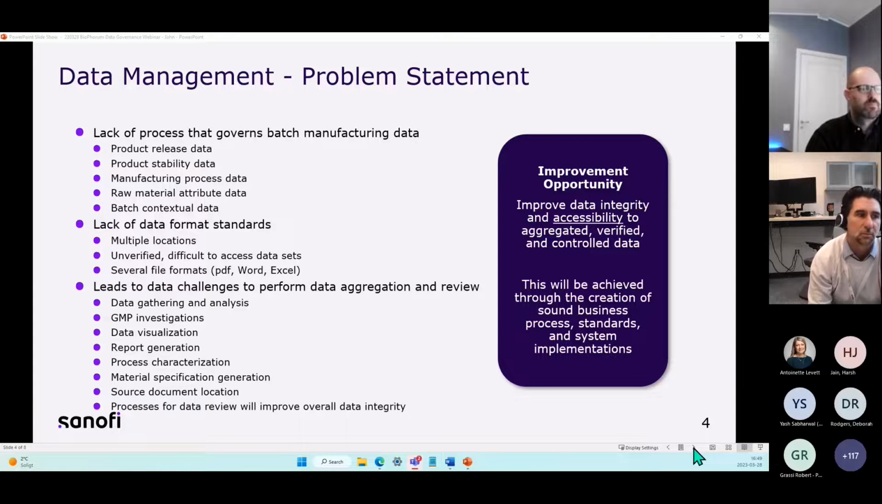So my colleague and I wanted to really make sure that we had good data integrity and accessibility to this aggregated data set that was verified and controlled, so that when people were doing these tasks that we were doing, assembling data, the data was there for them. Really, if I could boil this initiative down to one sentence, it's to put the data into the hands of people who need it. And how do we do this? We wanted to achieve this by creating good business processes, creating good data standards, and with the use of system implementations, really achieve that goal of getting the data to the hands of people who need it. So that's really what we were trying to do here.